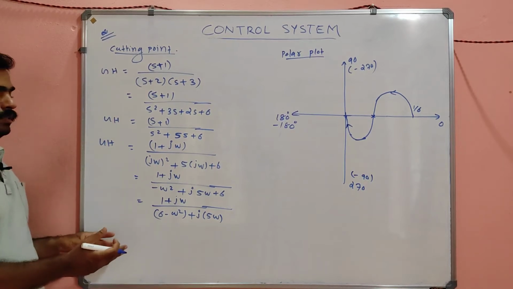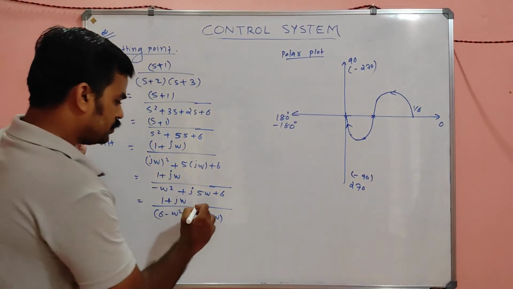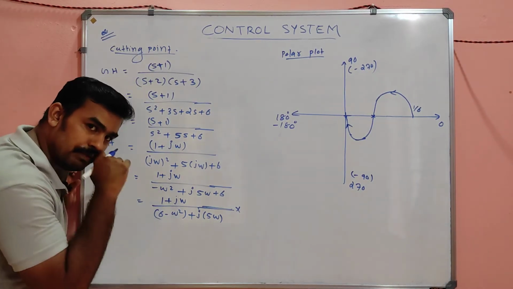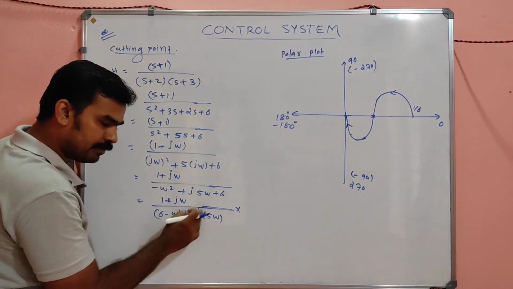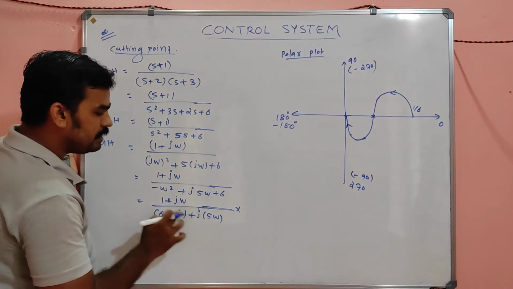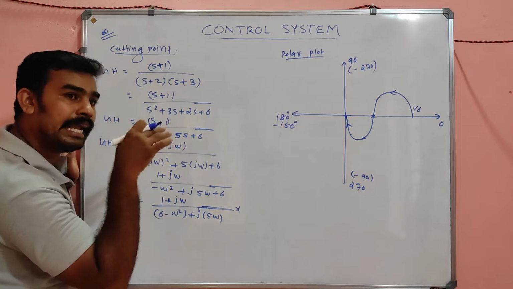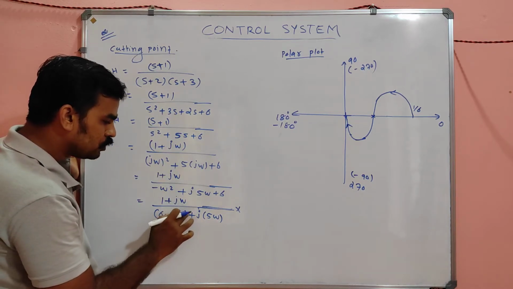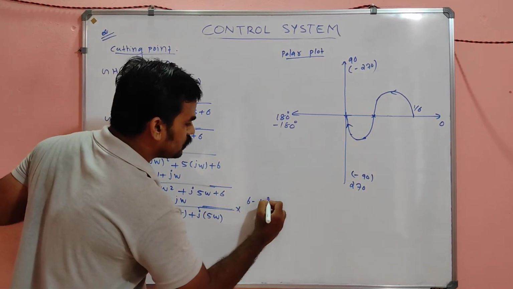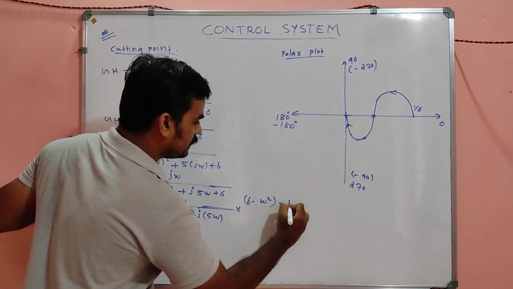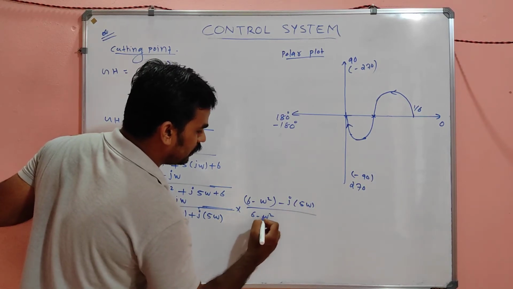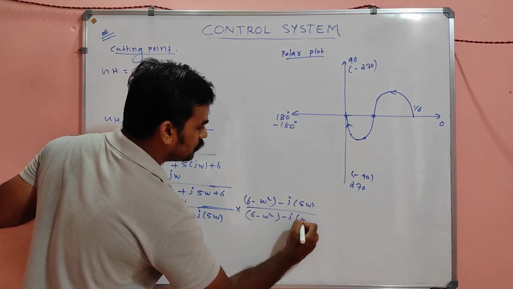So it contains both real and imaginary terms. So you have to simplify. What we have to do, we have to multiply the numerator and denominator with the conjugate of this, my dear. What will be a plus jb's conjugate? a minus jb. So what will be the conjugate of 6 minus omega square plus 5 j omega? It will become 6 minus omega square minus j into 5 omega, divided by 6 minus omega square minus j into 5 omega.